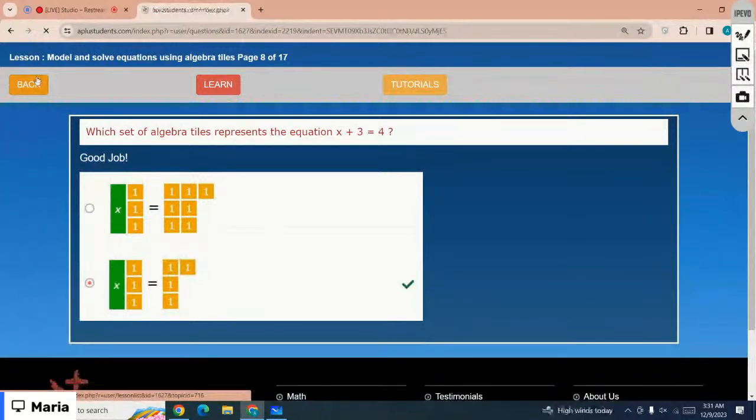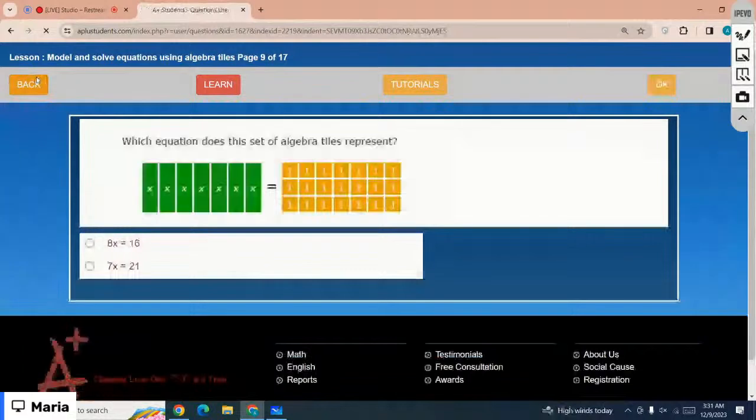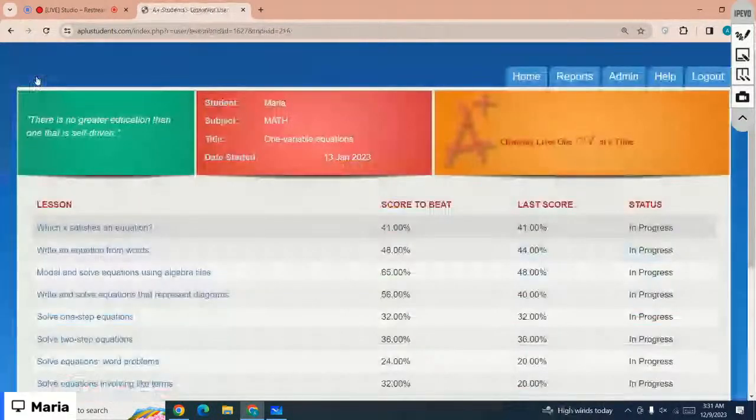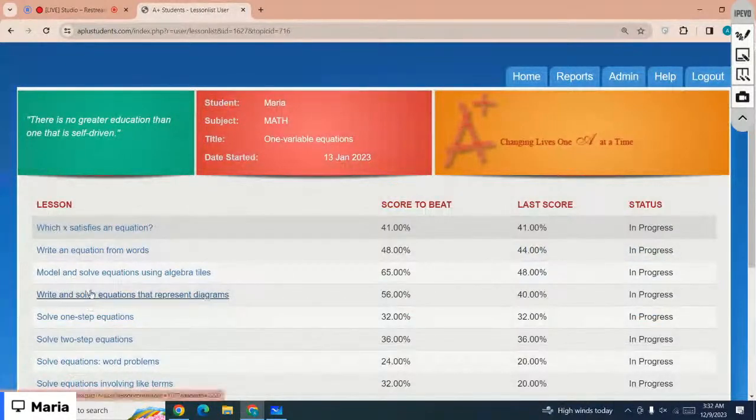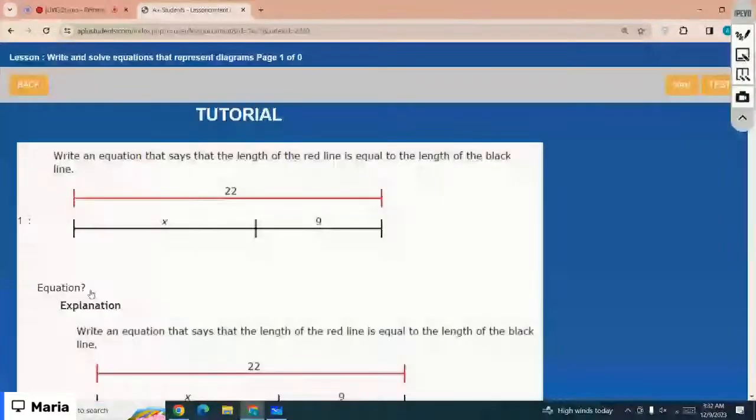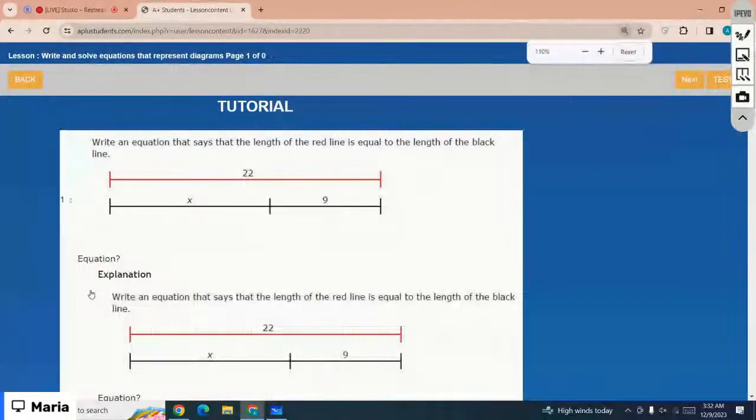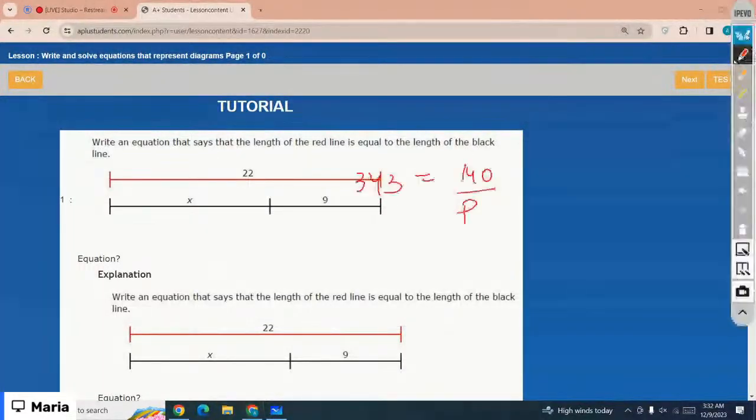The next lesson is write and solve the equation that represents the diagram, right? Okay, now you have to write the equation, where the length of the red line is equal to the length of the black line, right? So just look at both the lines. The length of both the lines is exactly equal, right? You can say the length of the black line is equal to the length of the red line.